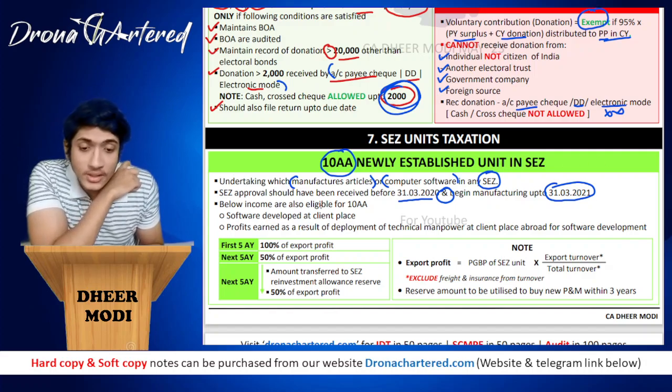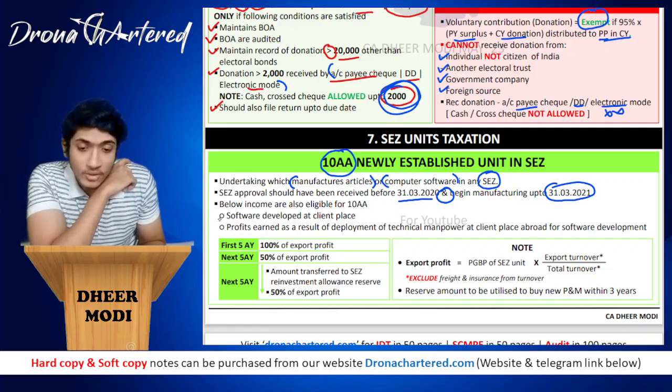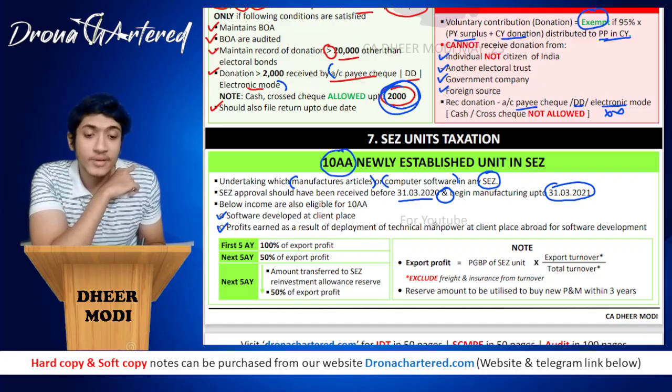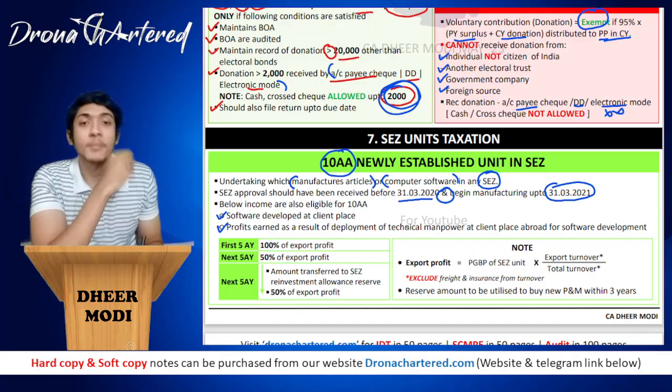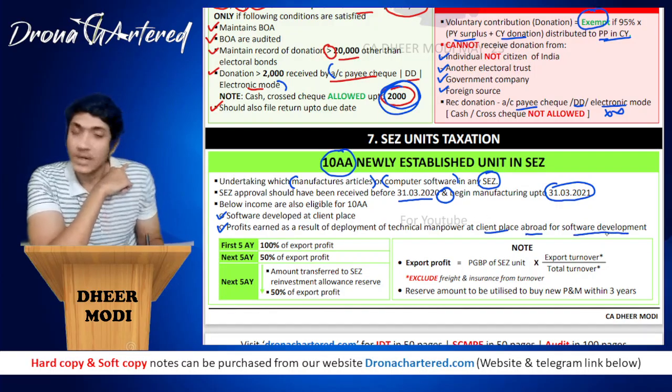The below income will also be eligible for 10AA. So apart from these, any software developed at a client's place, and next is profit earned as a result of deployment of technical manpower, that is if any person you have deployed at a client's place abroad for software development.